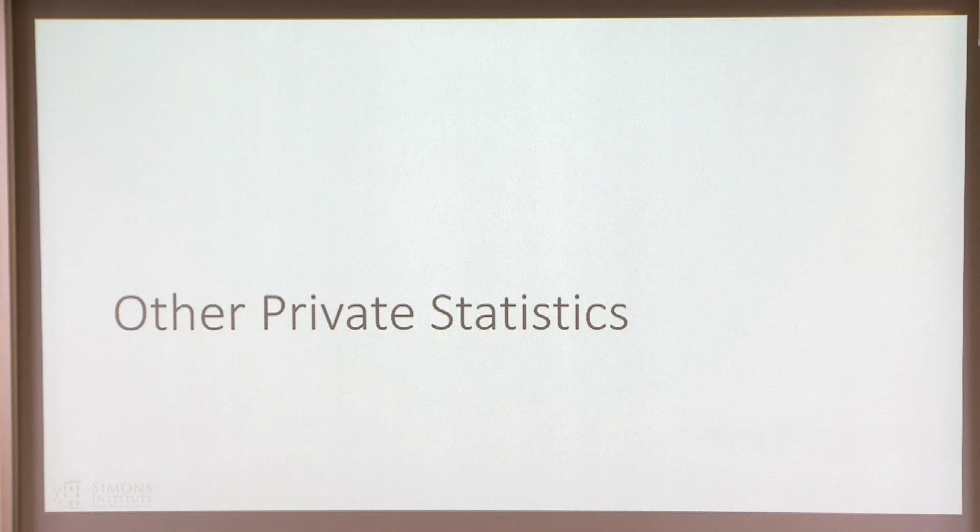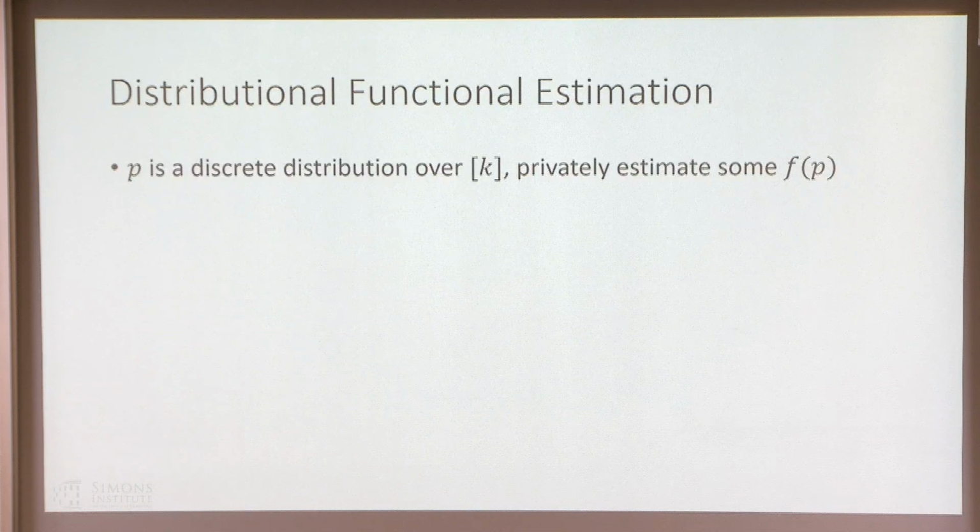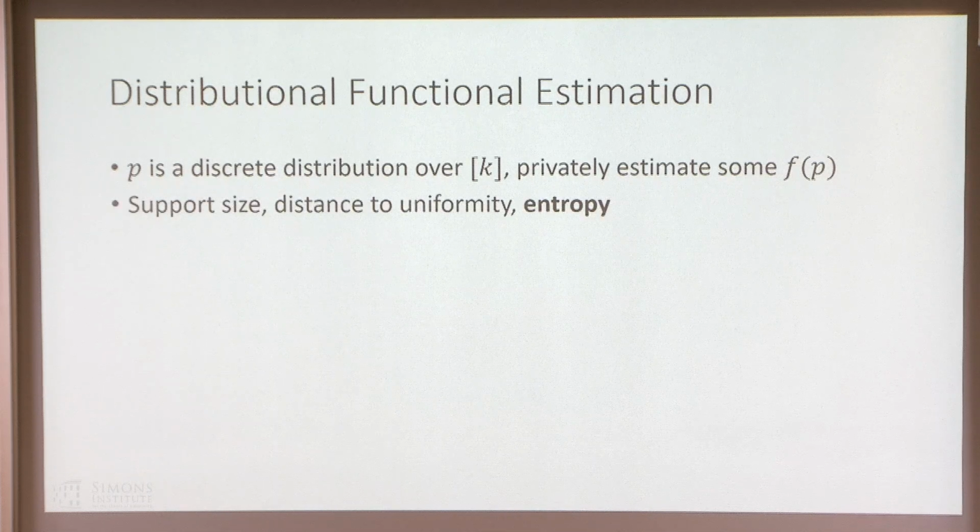There are other problems we could also consider, such as distributional functional estimation, where we're trying to privately estimate some function of the underlying distribution. Things which have been studied a lot in the TCS community include support size, distance to uniformity, or entropy, under the title you might have heard by Greg and Paul Valiant, Estimating the Unseen.